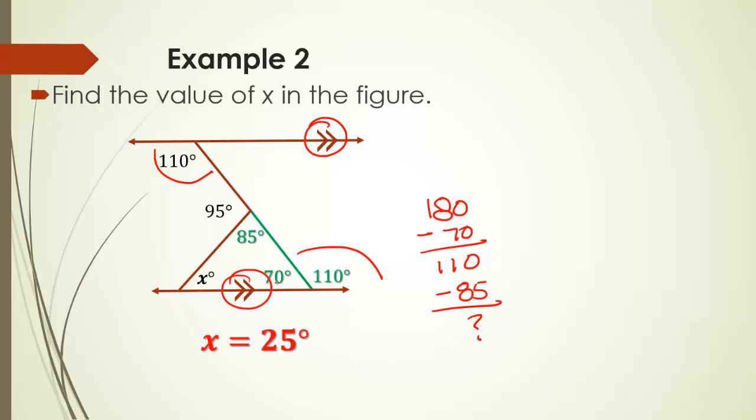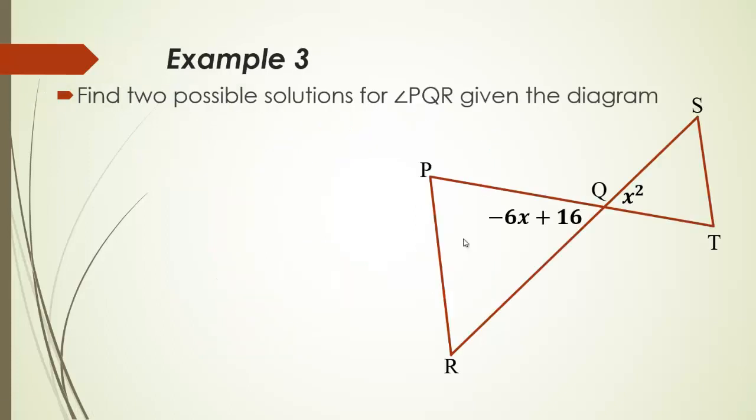Okay? So the only thing that you really need to remember here, and we will emphasize this when it's necessary, is that certain things and characteristics about lines that are parallel and the lines that go through them. So that's just one way of doing it. Next, find two possible solutions for angle PQR given the diagram.